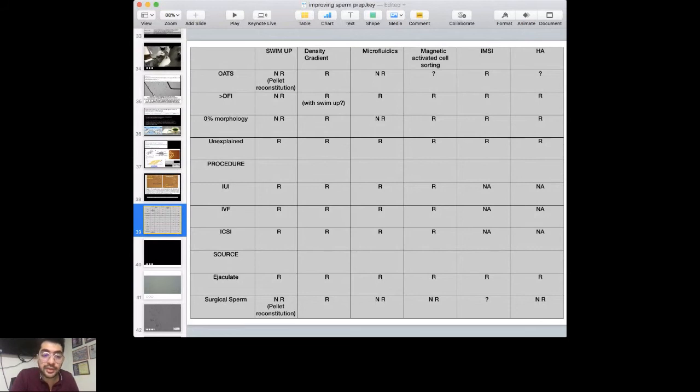But if you have a surgically retrieved sperm or a TESA sample, then swim up again is not recommended because it's surgically retrieved. You will not have motile sperms. Density gradient can be done in such a scenario, or you can just do a simple wash and then just pick the sperms from that sample. Right, so this is just a general flowchart which has all of the techniques, all of the types of samples, the procedures, etc., just in one flowchart.